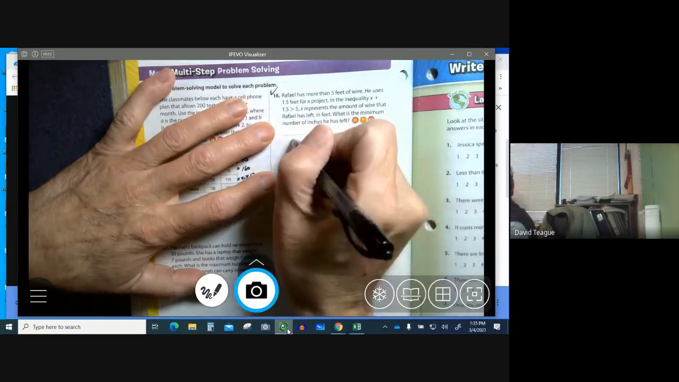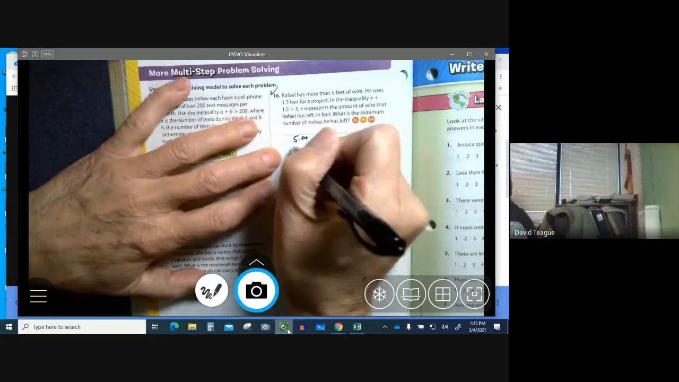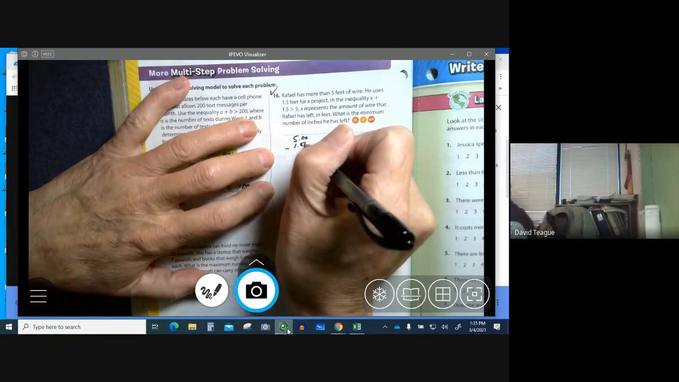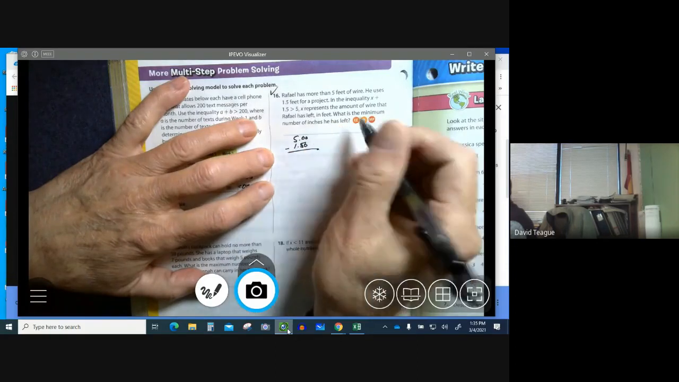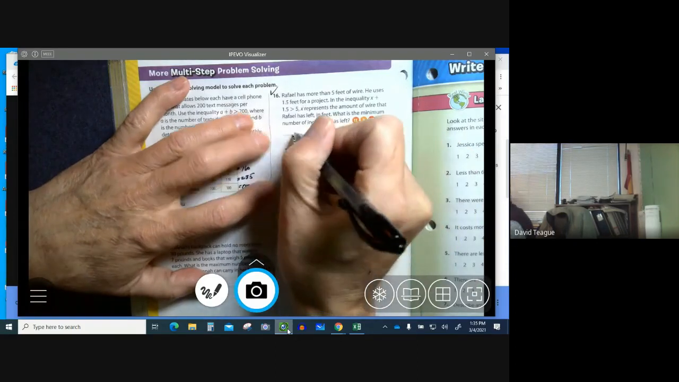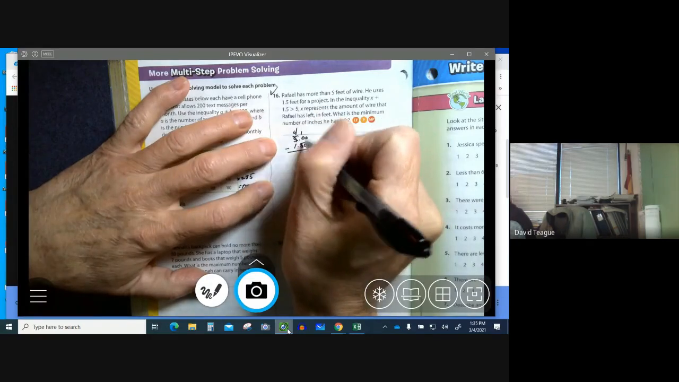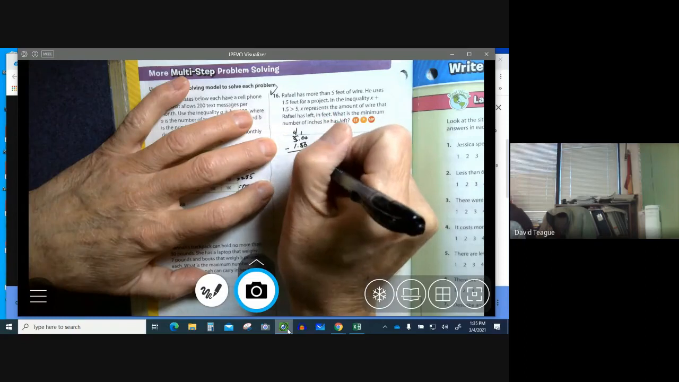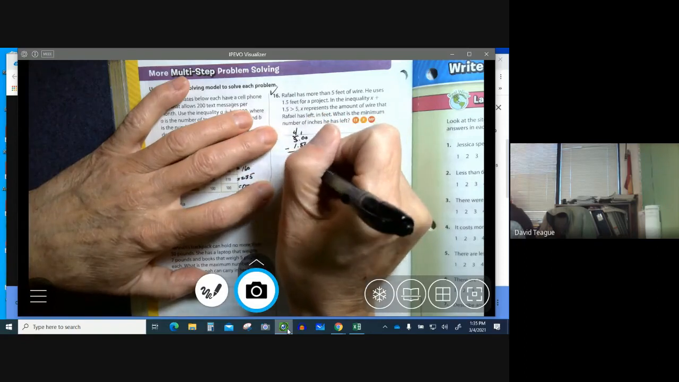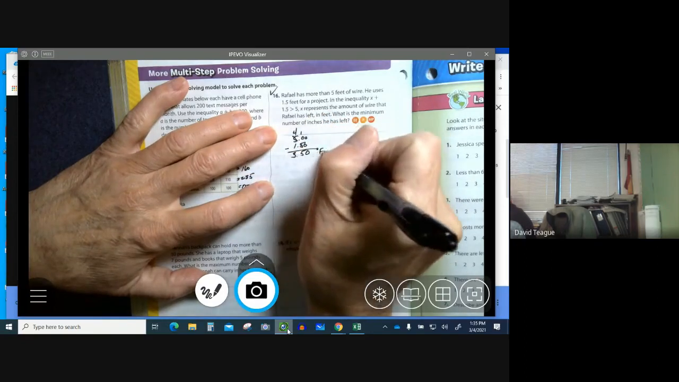So you're going to take 5 feet, right? And you're going to subtract 1.5 feet. So we're going to have to borrow from the 5. That's a 4. That's a 10. This is 0. 5 from 10 is 5. And 1 minus 4 is 3. So he has 3.5 feet left.